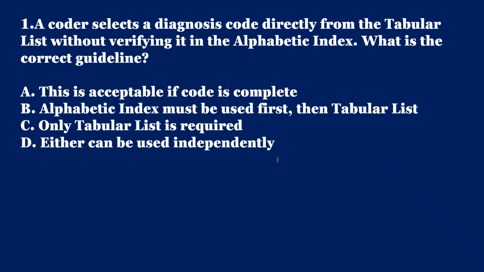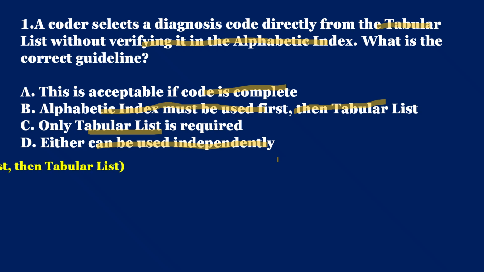First question. A coder selects a diagnosis code directly from the tabular list without verifying it in the alphabetical index. What is the correct guideline? Option A. This is acceptable if the code is complete. Option B. The alphabetic index must be used first, then the tabular list. Option C. Only the tabular list is required. Option D. Either can be used frequently.